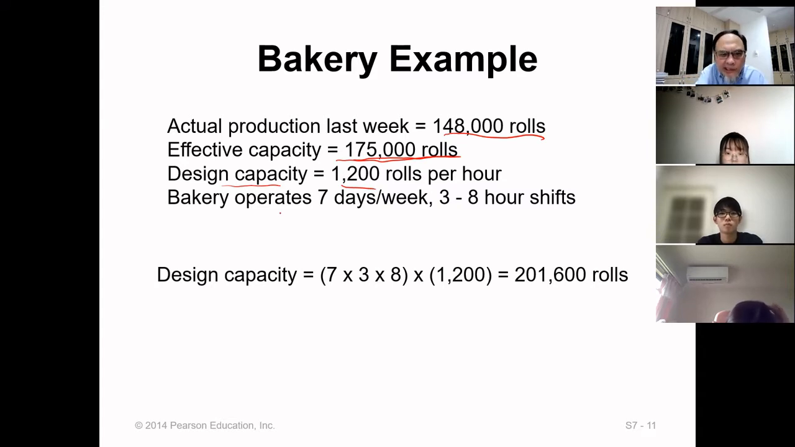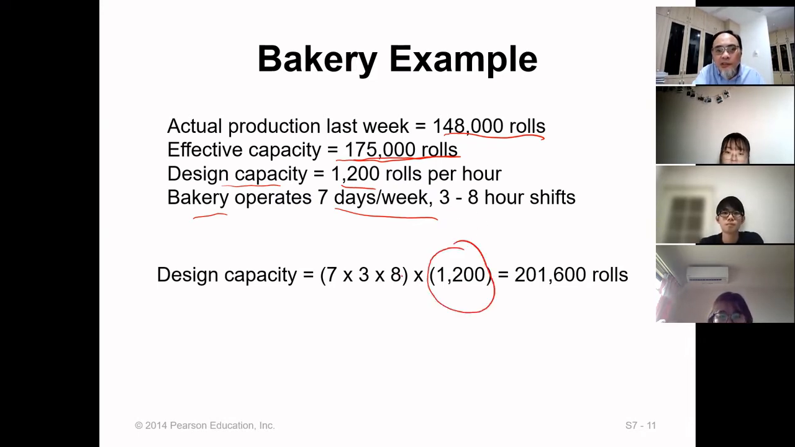And the bakery works 7 days a week, 3 8-hour shifts. Okay, that means they work 3 shifts of 8 hours. That is in terms of total hours.